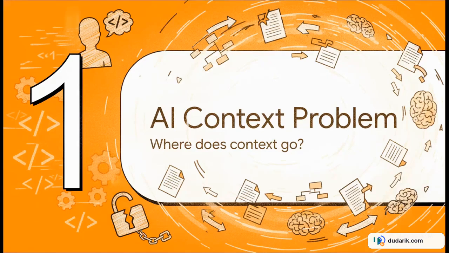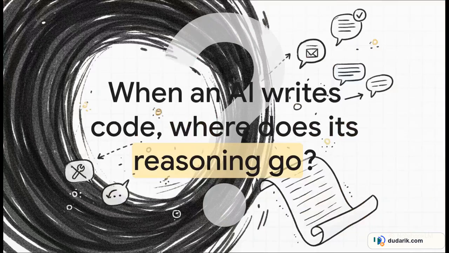Section 1, the AI context problem. So where exactly does all that context go? Seriously, think about your workflow right now. When an AI writes your code, where does its reasoning actually go? Honestly, it's a bit like a black hole. AI assistants are absolutely incredible at churning out code, right? But the actual requirements, the acceptance criteria, all those back and forth review notes, all of that vital context just kind of lives in this ephemeral chat window.